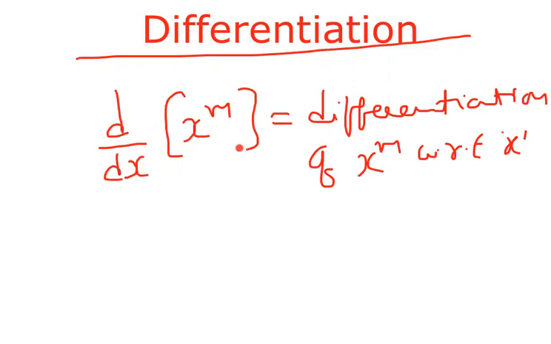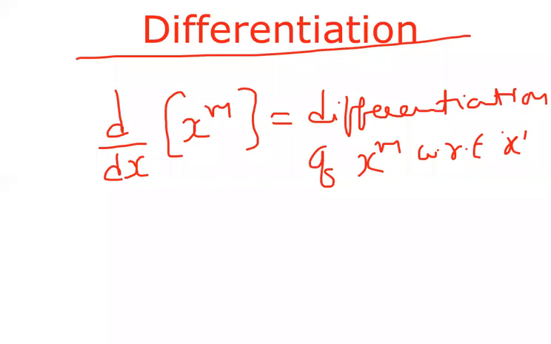So x power m is there. For this, x is a variable and m is constant. We have to differentiate x power m with respect to what? X. So here x is there, and we make the differentiation with respect to x, which means this x is a variable.